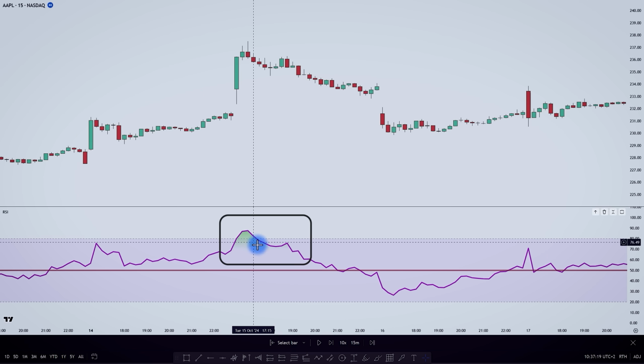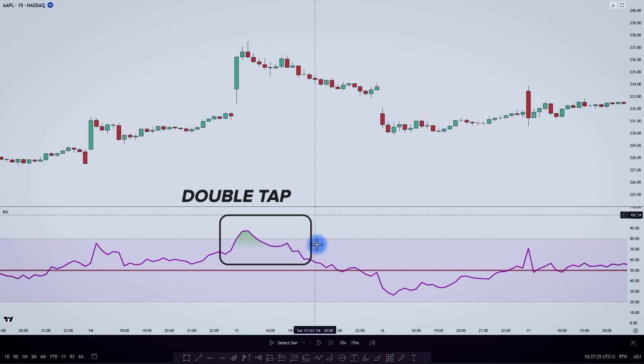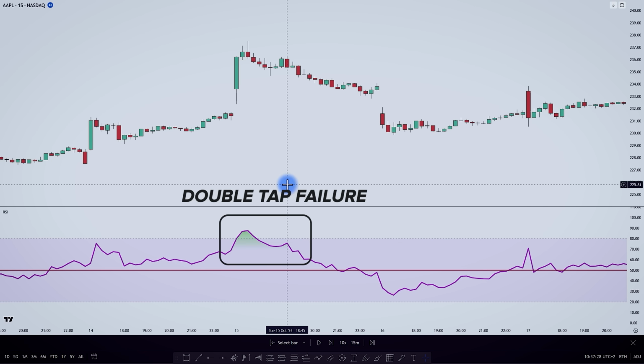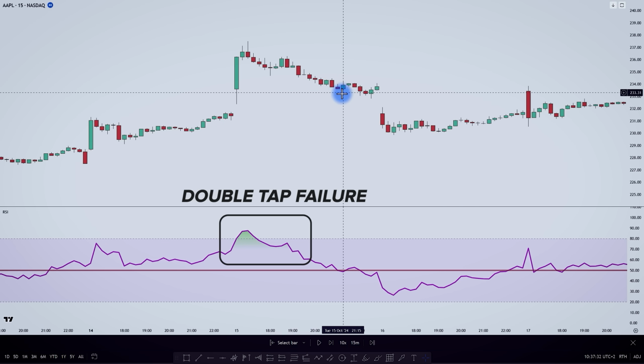Watch this chart. RSI hits 80, pulls back to around 70, pushes up but only reaches 78. That's the double tap failure. I shorted right there with a stop above the high. 50 pips winner as market collapsed.